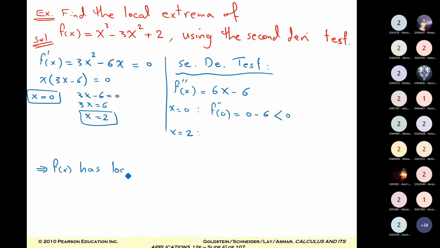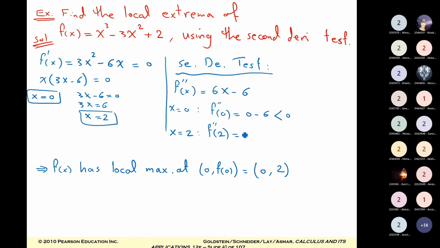So we can conclude f of x has a local maximum at the point 0 and f of 0. And this equals, substituting 0 in f of x, 0 minus 0 plus 2, equals 2. Okay. Now we need to substitute the second stationary point, f double prime at 2.